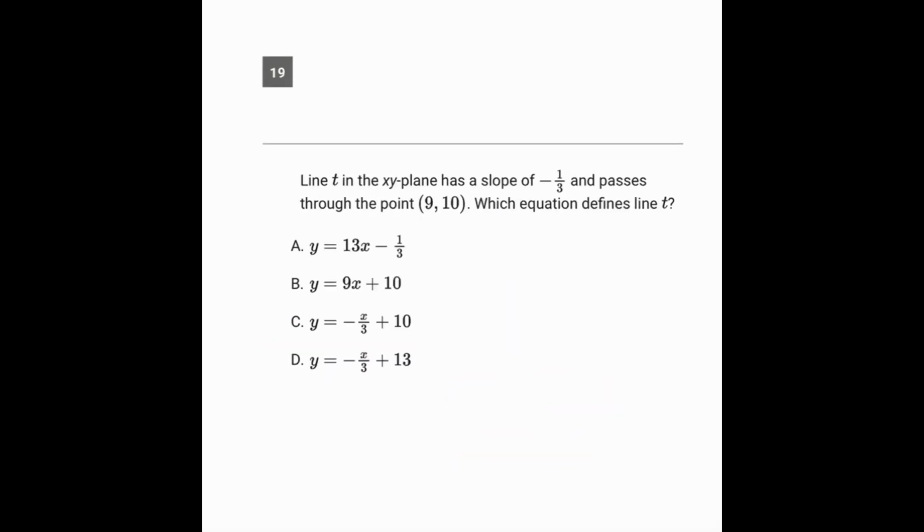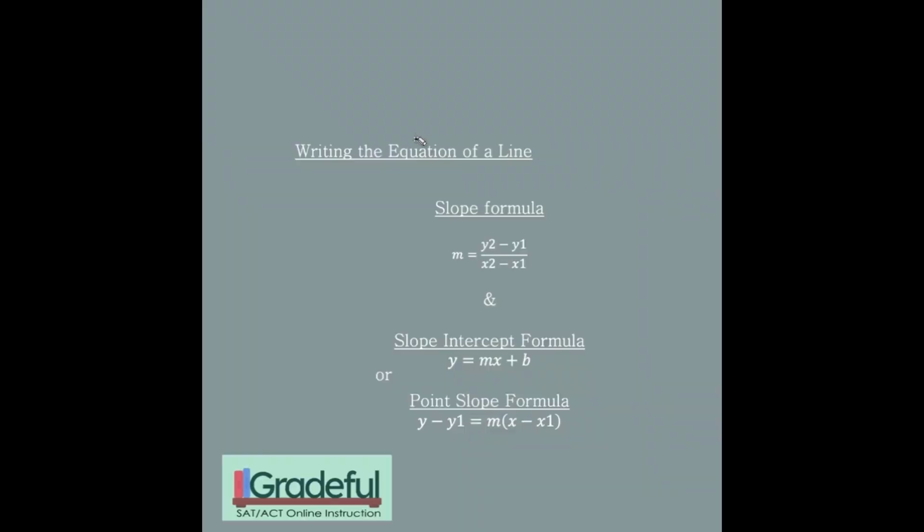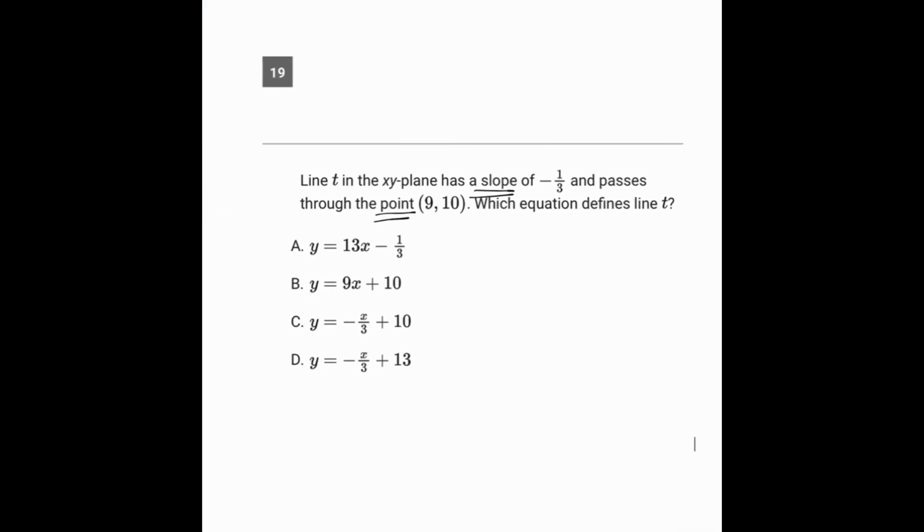On question number 19 here, we're being given a slope and a point, and we're being asked for the equation of the line. Now, if you're finding the equation of a line, you start with the slope formula, if you haven't been given the slope already, and then you choose between the slope-intercept formula, if you're given a slope and a y-intercept, or the point-slope formula, if you're given a point that's not the y-intercept, in addition to the slope. So here, we are going to use that point-slope formula because we know that this is not a y-intercept, because a y-intercept means that x is 0, and here x is 9.